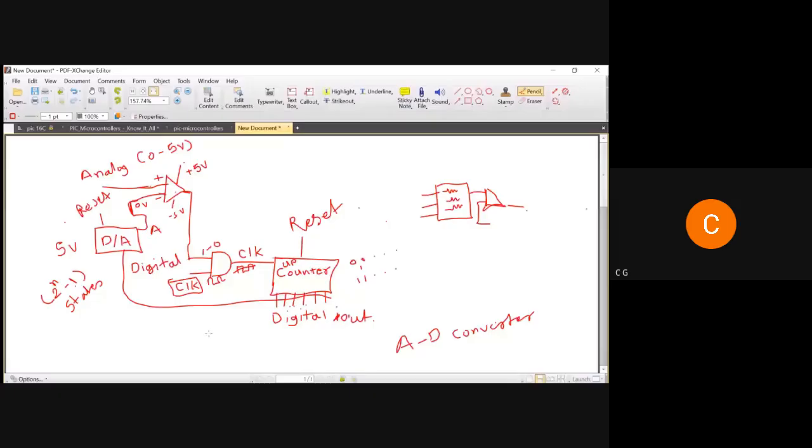I think I will find the proper diagram, a very well drawn diagram, and then I will post it. But the operation is very simple.